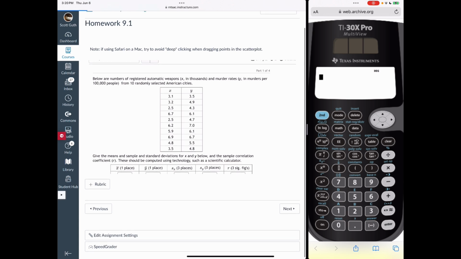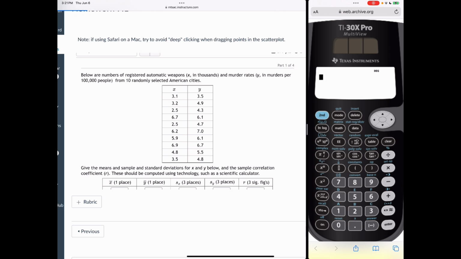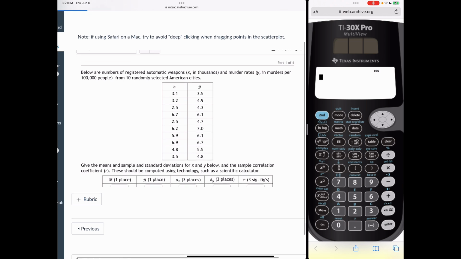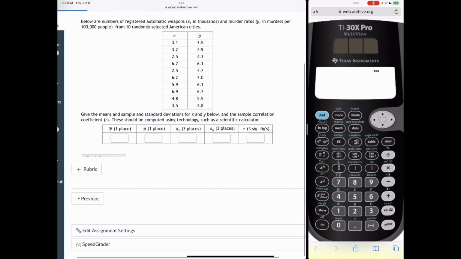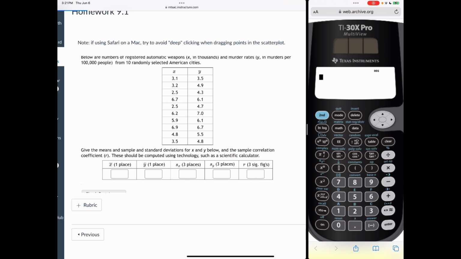The numbers are different here, but it says we've got numbers of registered automatic weapons and murder rates. That's murders per 100,000 people in 10 randomly selected American cities. And it says we should give the means and the sample standard deviations for X and Y below. So on this, we just want to go into your calculator, and in the data menu, we can just go ahead and start entering all the values. For the X's, I'll do all the X's first.